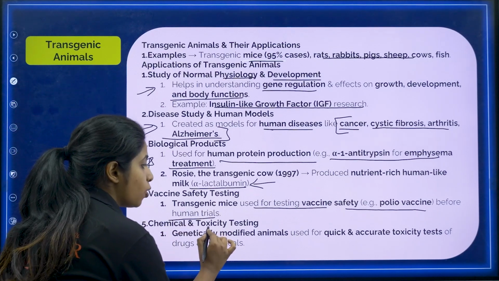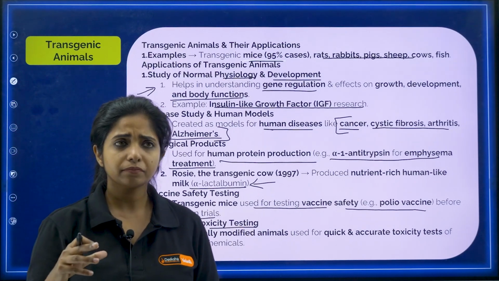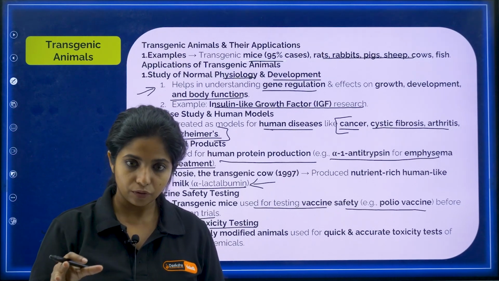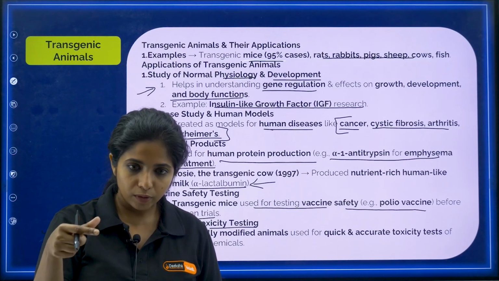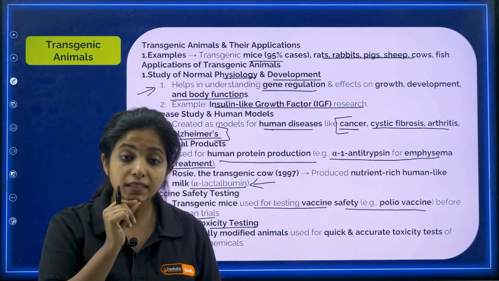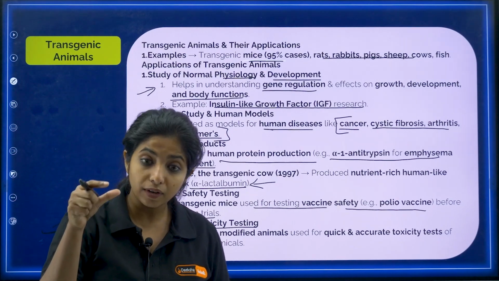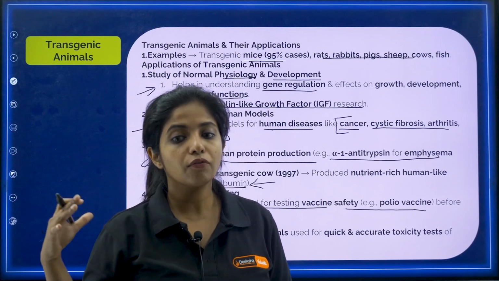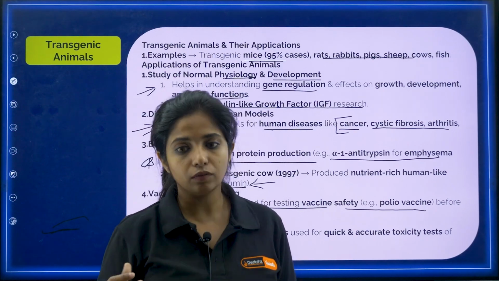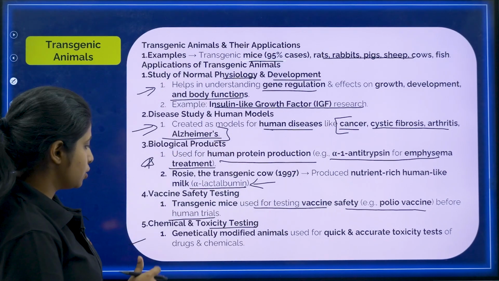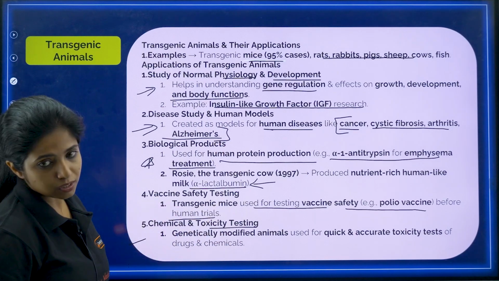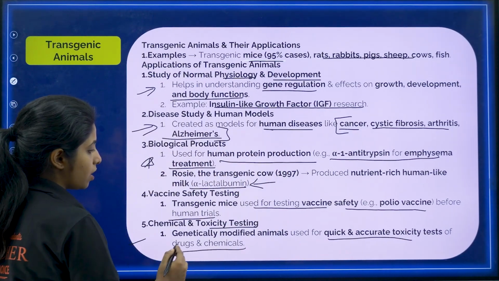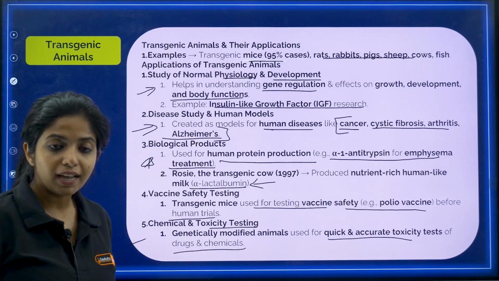Similarly, chemical and toxicity testing. For example, one particular organism is made to be sensitive knowingly, and then we put a certain amount of chemical in them and see what the reaction is. If even after being sensitive the reaction is not very much, that means it is safe for human use. If it is very reactive, then obviously we cannot use it. You get it? So chemical and toxicity testing is also one such thing. Genetically modified animals are used for quick and accurate toxicity tests for drugs and chemicals, that is also one point that you should not miss.